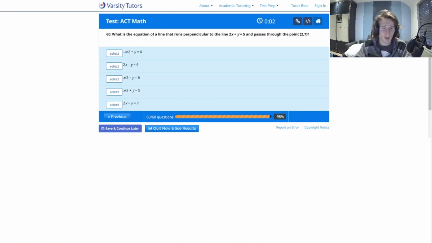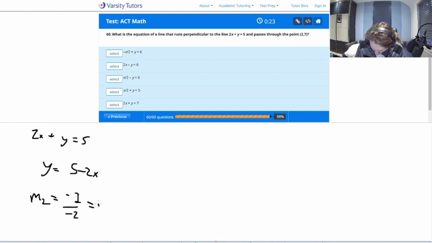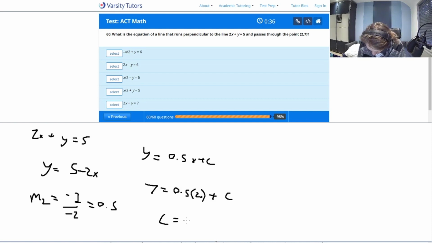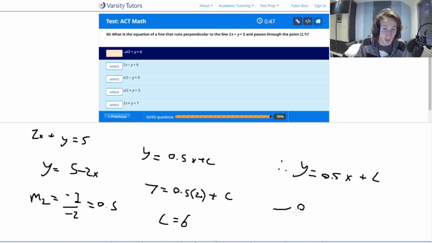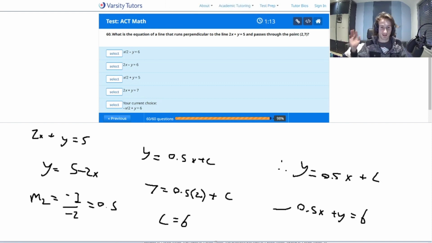And finally, what is the equation of the line that runs perpendicular to that and passes through this? Y equals minus 2x plus 5. The new y is equal to a half x plus c. And at point 27, 7 is equal to 1 plus c. C is equal to 6. So y is equal to a half x plus 6. Okay, cool. Alright, let's quit and see my results.